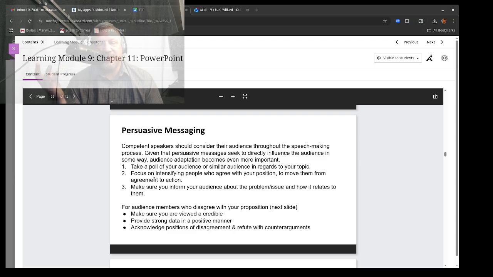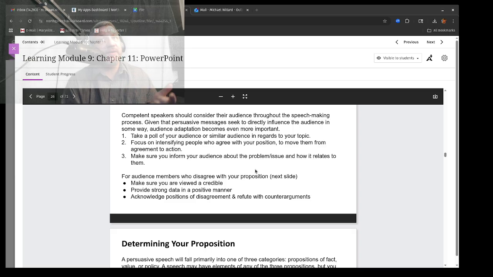Now, sometimes you'll get lucky and hit a home run, and someone will go all the way from negative to pro. But the reality is, we as people don't want to agree with those things. It works counterintuitive to us. We don't want to be persuaded as a whole. All right? Always make sure you're informing your audience about the problem and how it relates to them. Also, make sure you're viewed as credible, provide strong data, acknowledge positions of agreement, and you can indeed counter-argue.